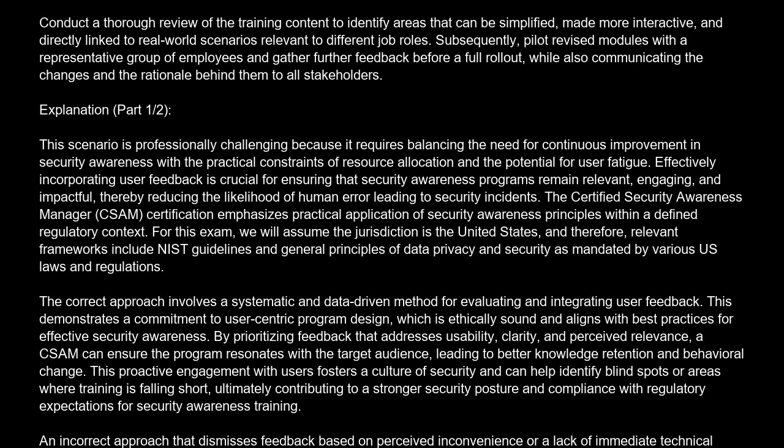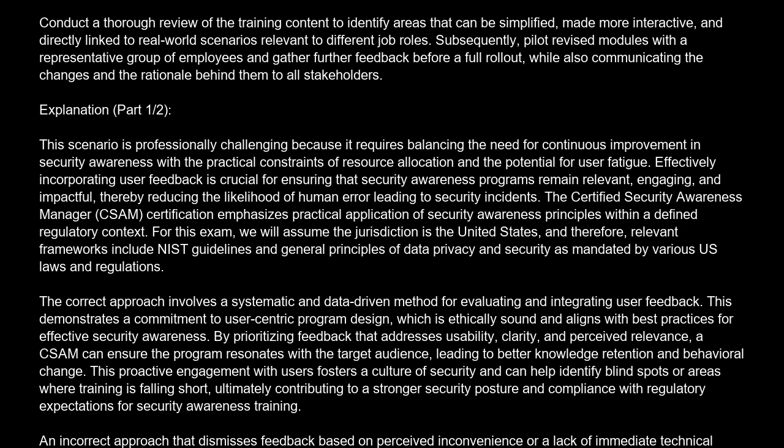Explanation: this scenario is professionally challenging because it requires balancing the need for continuous improvement in security awareness with the practical constraints of resource allocation and the potential for user fatigue. Effectively incorporating user feedback is crucial for ensuring that security awareness programs remain relevant, engaging, and impactful, thereby reducing the likelihood of human error leading to security incidents.